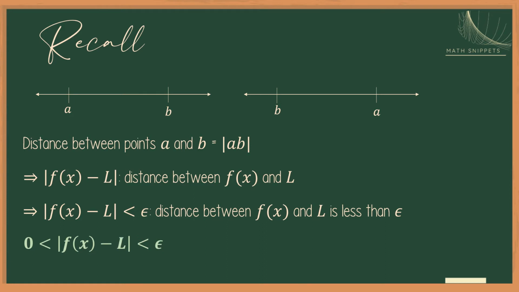We can also restrict the distance to be greater than 0. Remember, the distance is non-negative. It can be positive or 0, but if we want it to be greater than 0, this implies that f of x is not equal to L. Also, by transitivity, this implies that epsilon is greater than 0.